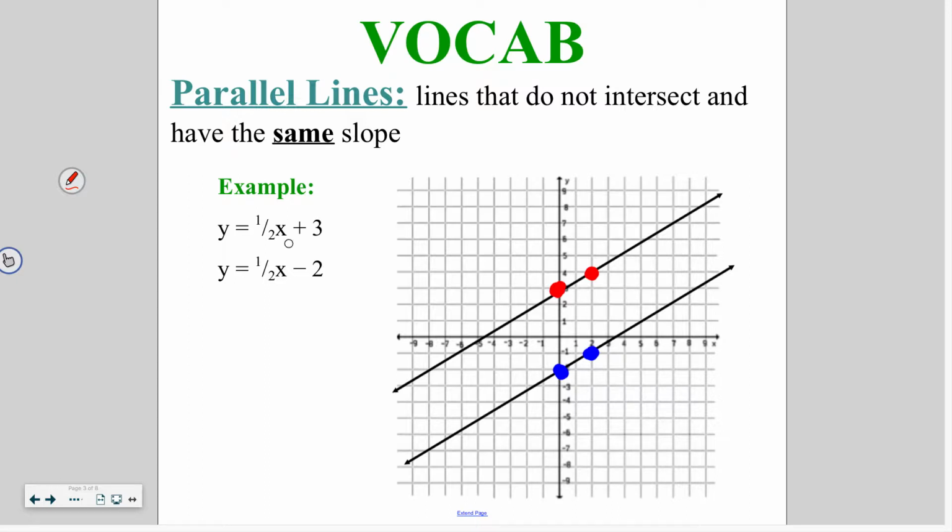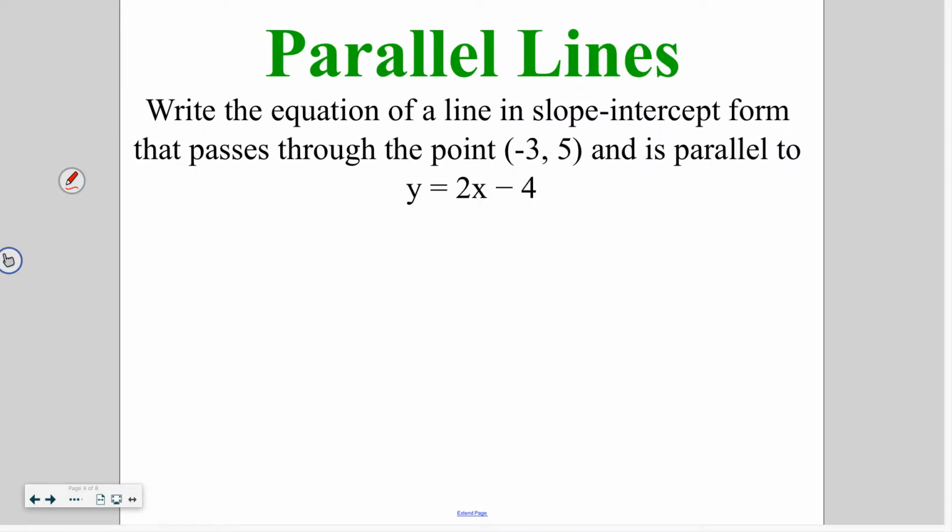So our goal is going to be able to find these 2 parallel lines. For example, we're going to write an equation of a line in slope-intercept form, remembering that's y equals mx plus b, that passes through the point (-3, 5) and is parallel to the equation y equals 2x minus 4. The important thing from this equation is that parallel lines have the same slope. So the only piece that I care about is the slope. So my slope is 2. And then I care about the point because this is my x and y value.